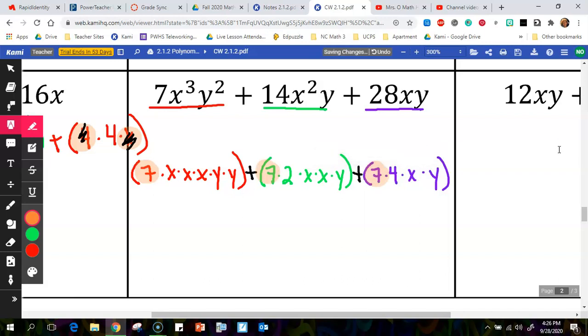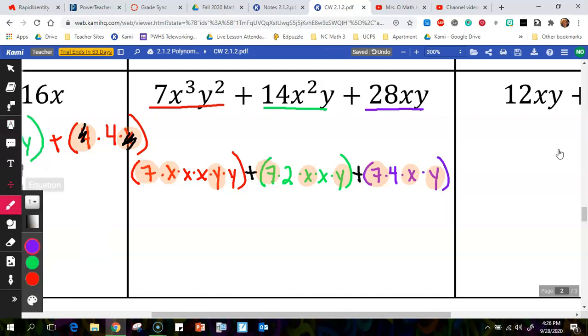What else do they have in common? They all have an x. They have one x. There's an x, an x, and an x. And I think they also have a y. So y, y, y. So anything you can highlight that is in all of them, all the parentheses, those are the things that you're going to be able to take out.